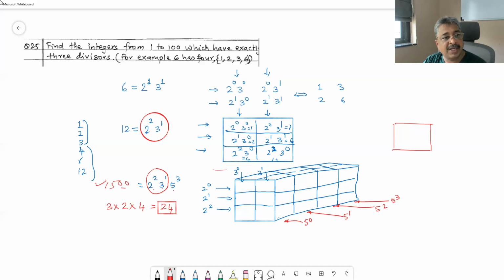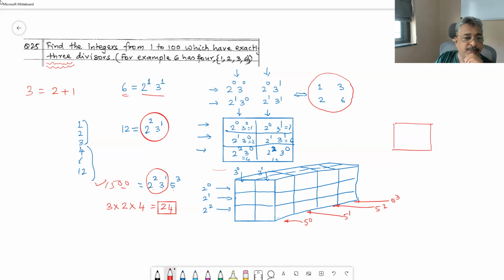However, in our question, it is said that every number should have exactly 3 divisors. If a number has 2 prime factors, meaning their powers are 1, then we end up getting 4 divisors. But we want less than 4, and therefore if we want the number of divisors to be 3, 3 is equal to 2 plus 1. So any number which has only one prime factor in its prime factorization, let us see, 4 is equal to 2 raised to 2. There is no 3, 5, 7, etc.